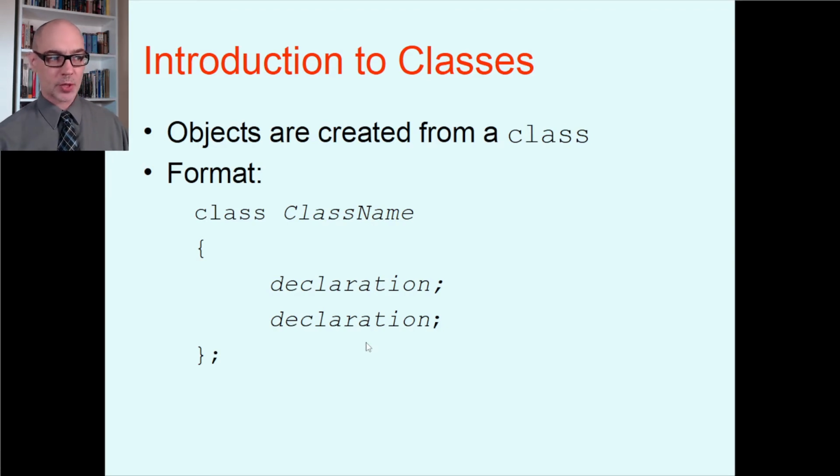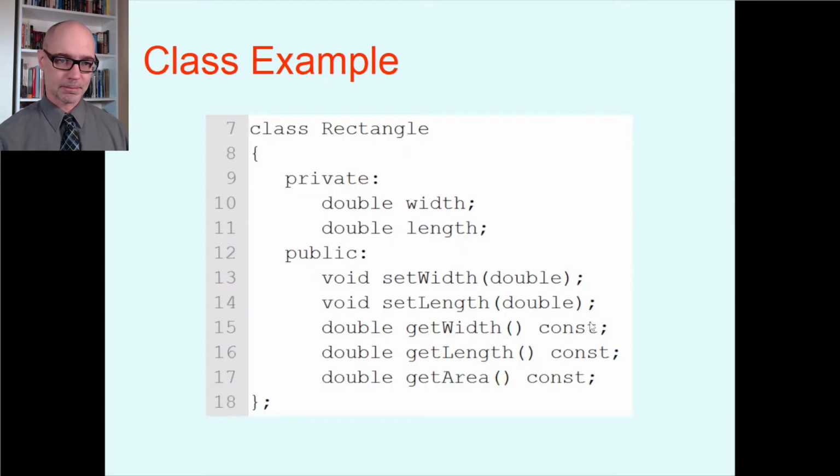So hopefully that looks a whole heck of a lot like a struct definition. The difference here is that these declarations can be data, but they can also be now function prototypes because you've got both data and functions inside your class. Other than that, very, very similar to a struct. Let's see an example of that.